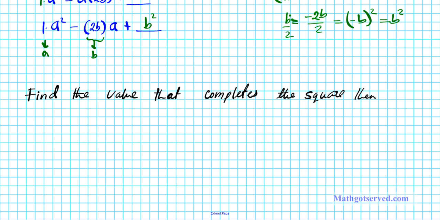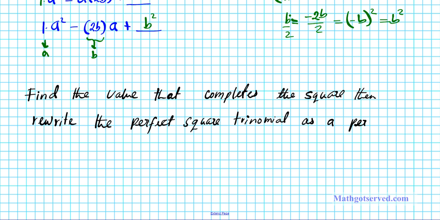Then we're going to rewrite the complete square or the perfect square trinomial. Write the perfect square trinomial as a perfect square.